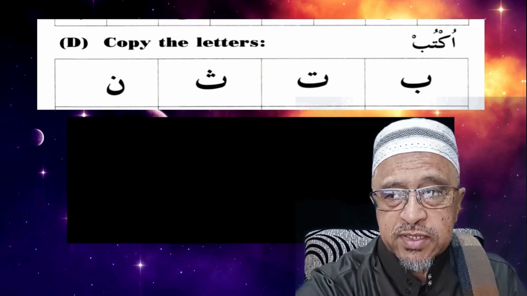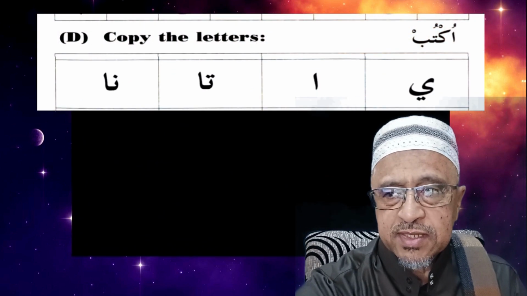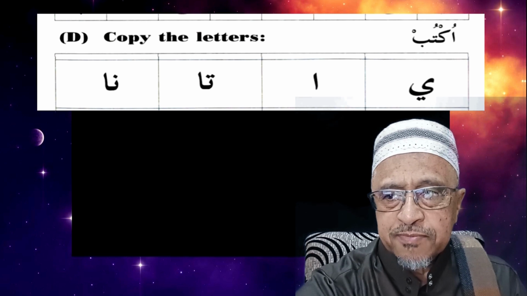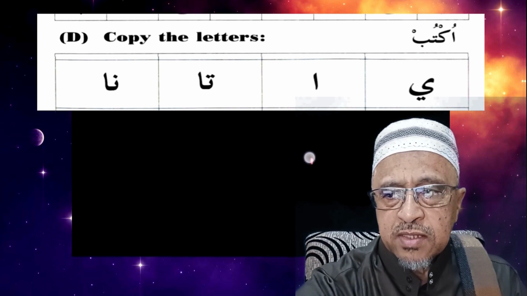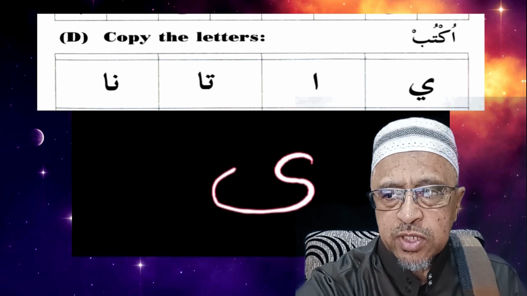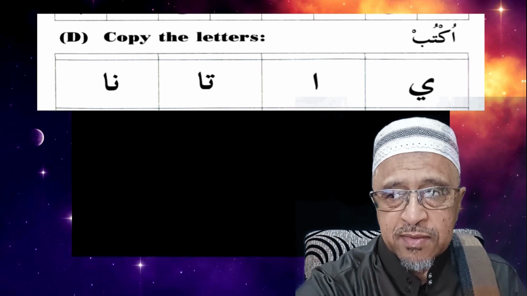Let's look at the next exercise. اكتب, once again. اكتب الحروف, copy the letters. And the first one is the Y. It looks similar, but it has a curl on top first before the boat shape, and again with 2 dots at the bottom. That's the Y.